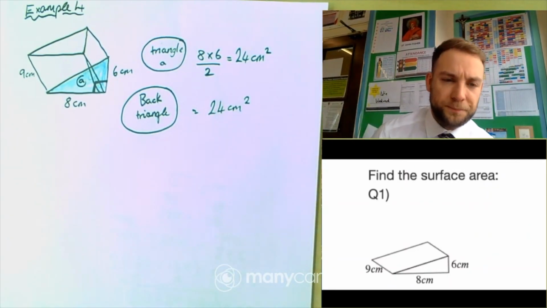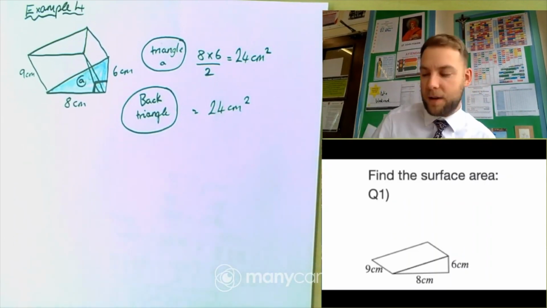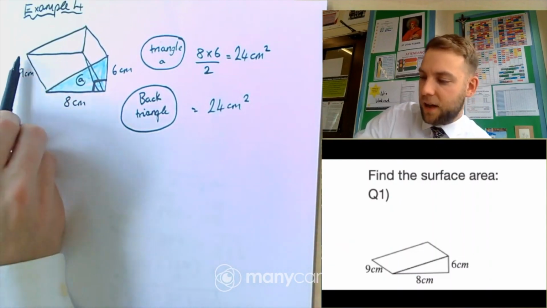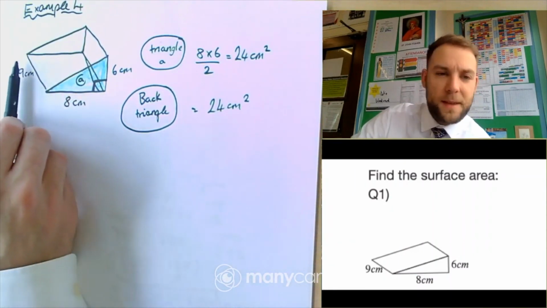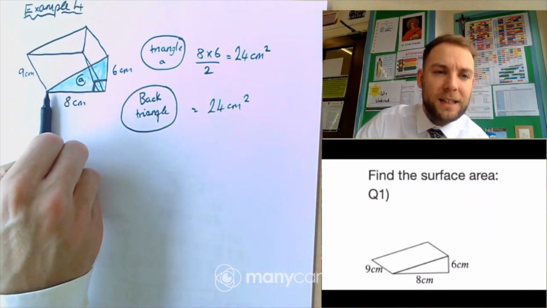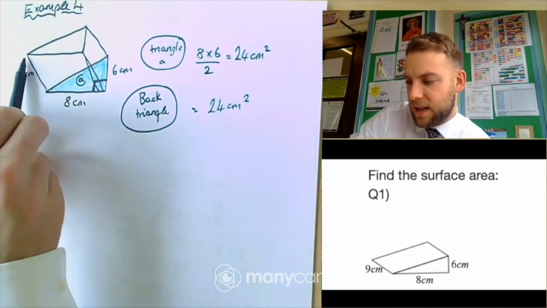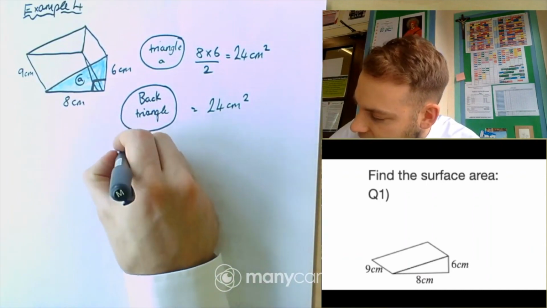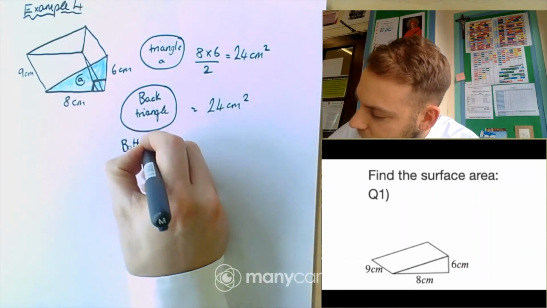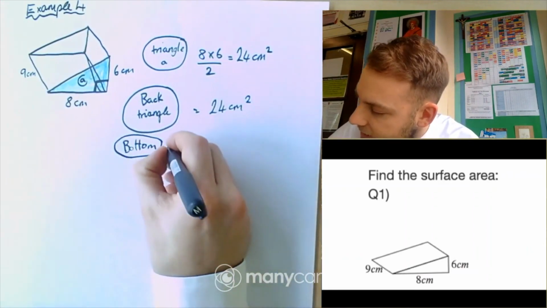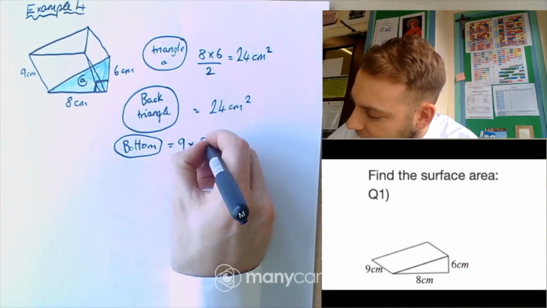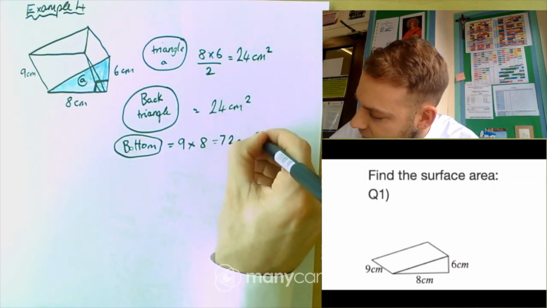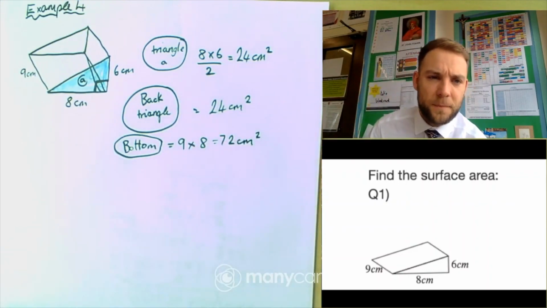The next thing I need to think about is this bottom here. So this bottom bit here. Now this bottom here, I think is quite straightforward as well. And this bottom here is going to be 9 times by the 8. You see here, this is the bottom, 9 times by 8. So let's write here, bottom, and that's equal to 9 times by 8, which is equal to 72 centimetres squared. That's fine.